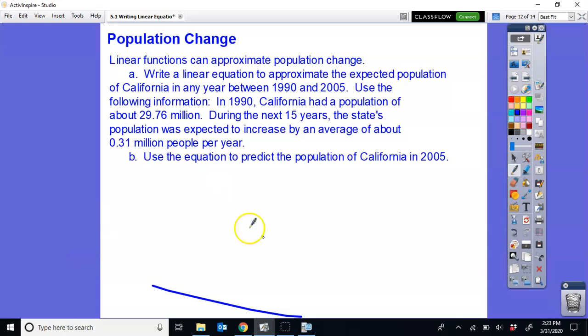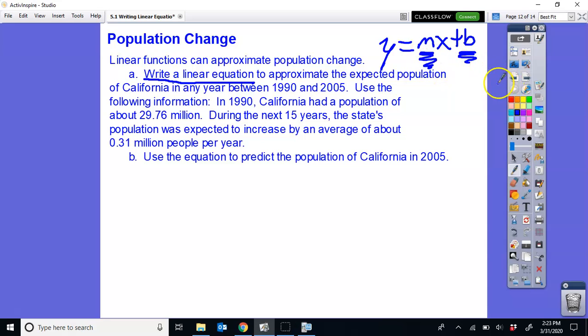So notice part A here says, write a linear equation to approximate the expected population of California in any year between 1990 and 2005. Use the following information. So here's the key. We're writing a linear equation. So we're trying to do y equals mx plus b again. We need our slope and our y-intercept, right?